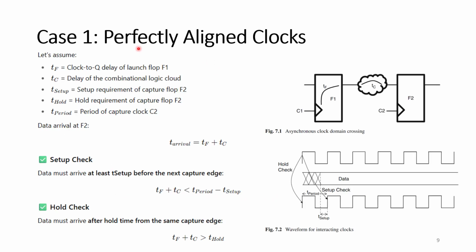So let us try to understand it by means of an example. Here I am taking two flops, F1 and F2. F1 is driven by C1, F2 is driven by C2. Here TF is nothing but the clock to Q delay of the launch flop.